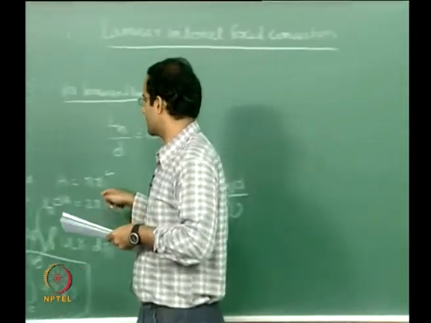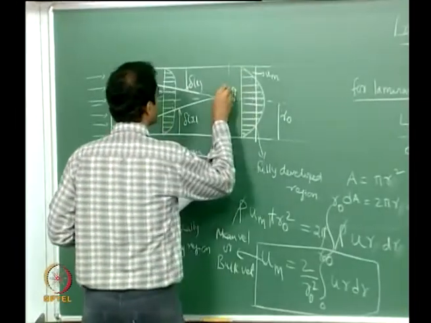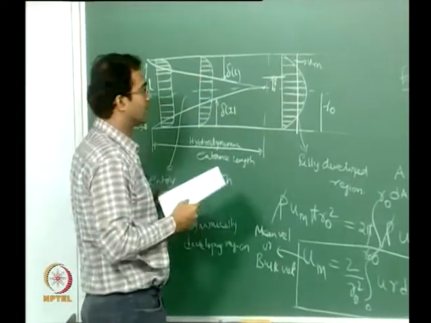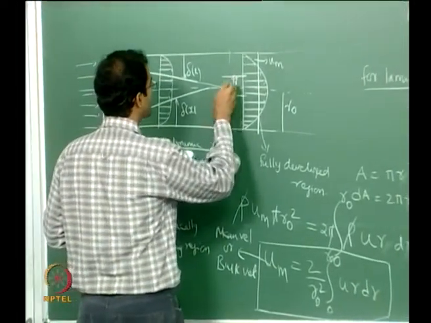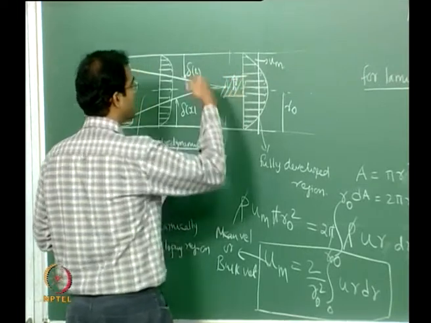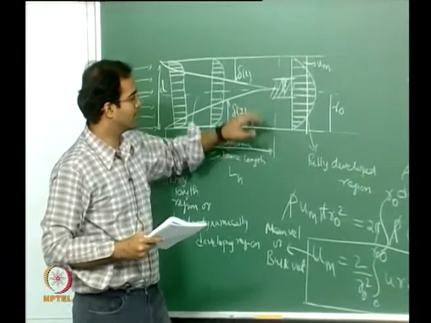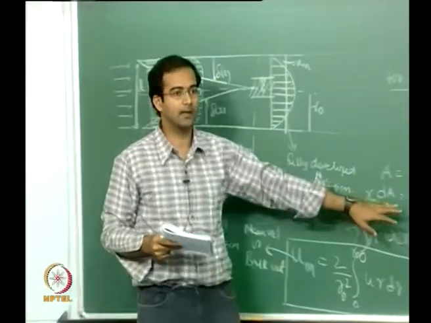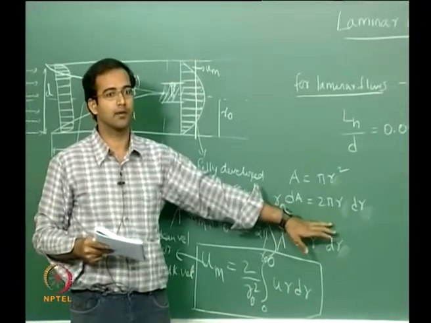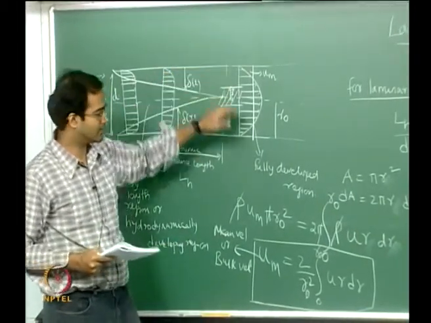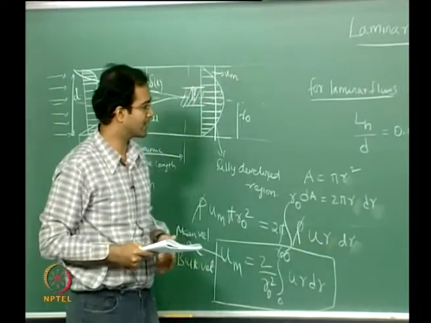Okay, so this is the area at any location r. If you look at any location r, this will be the cross-sectional area, pi r squared. So if I look at any differential area, that will be 2 pi r dr. So I have to integrate it over the entire cross-sectional area, and that's why I'm doing this integral right here.